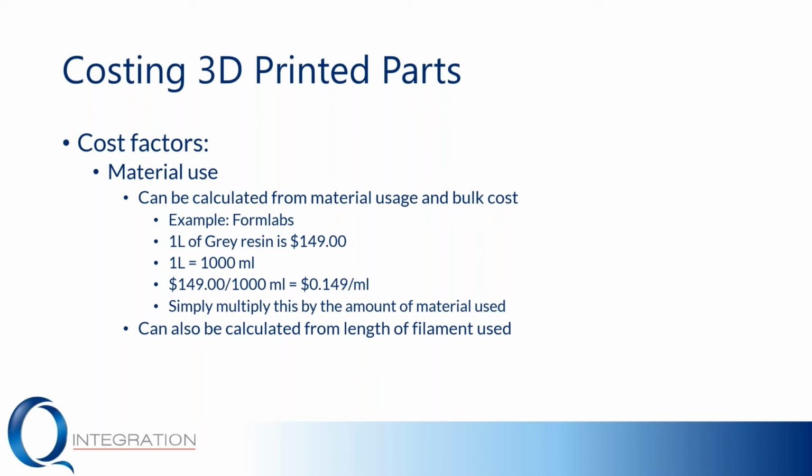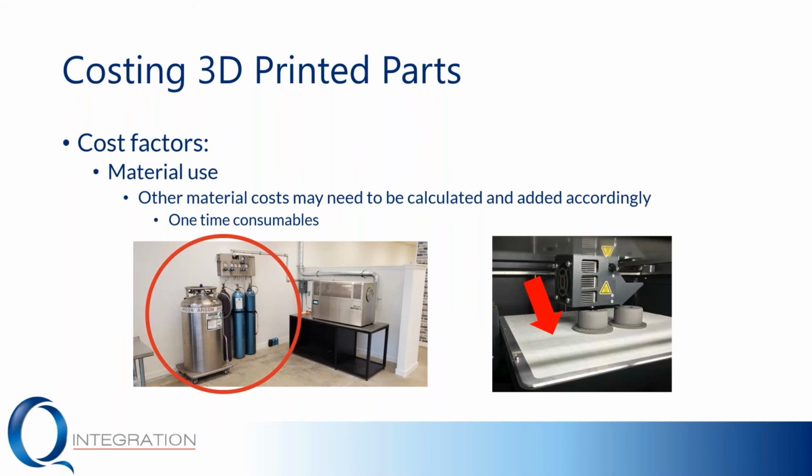You can also calculate this from the length of filament used if your slicer doesn't support this. I know some don't support that, but that's pretty easy. You just calculate the volume of filament used from the length of filament used. A lot will give you that as well. But that's the first step into getting these cost factors, is getting the material use.